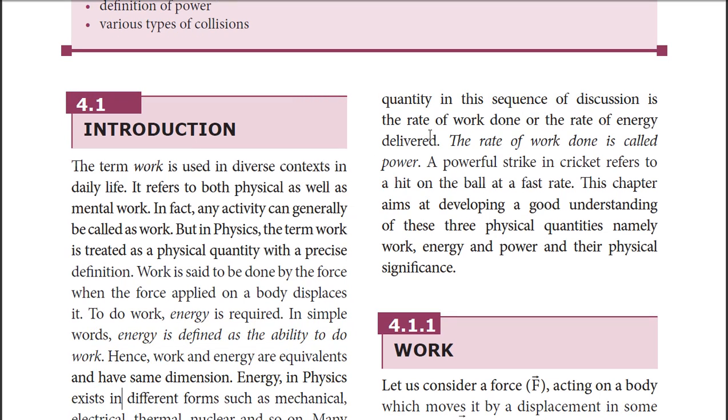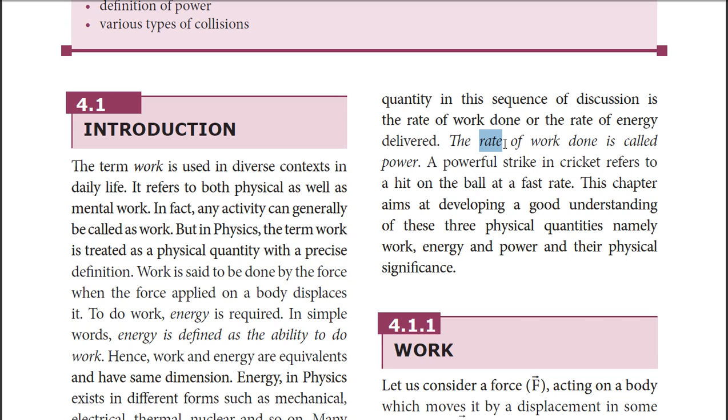And the third term is power. What is power? The rate of work done is called power. If you have the term rate, it implies time. So you have been assigned some work and you are doing it over what period of time, that is power. If you have more power, you will finish the work much faster, whereas if you have less power, you will take a longer time.